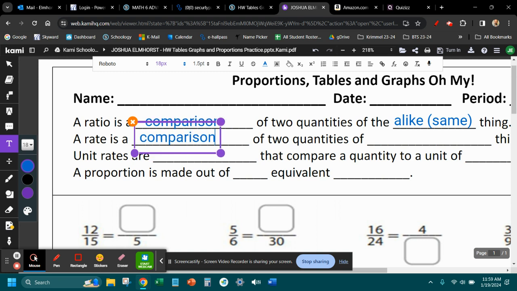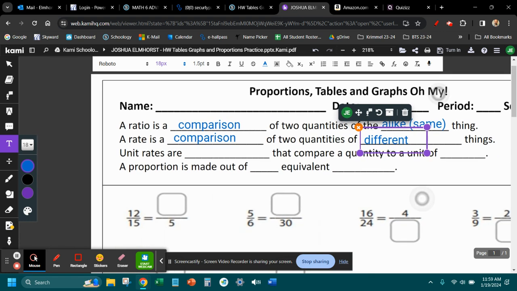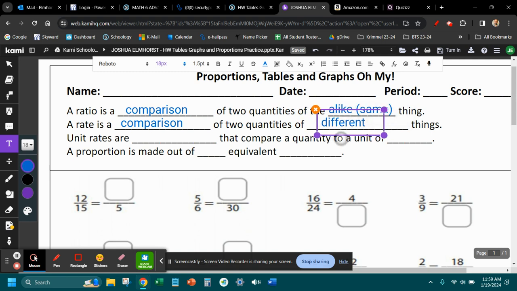And then a rate is going to be a comparison also. But what is different about the rate? Rates are comparing different things. Miles, hours, time, distance, things that are not the same.